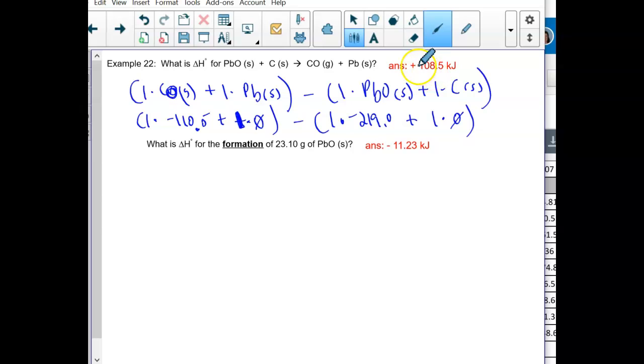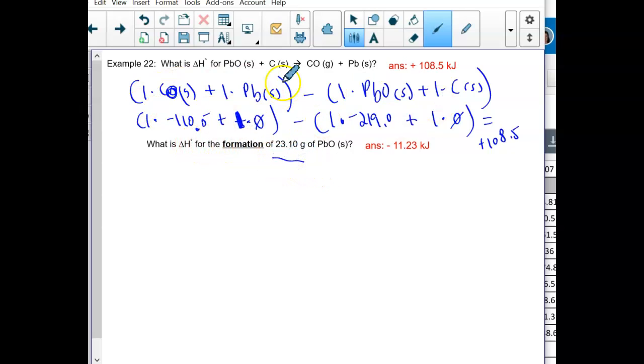When you get done, you should get the positive 108.5. So we're going to take negative 110.5 minus, I can't read my handwriting, negative 219.0, equals positive 108.5. So we do get positive 108.5. Okay, so then the question says, what is delta H for the formation of 23.1 grams of PbO?